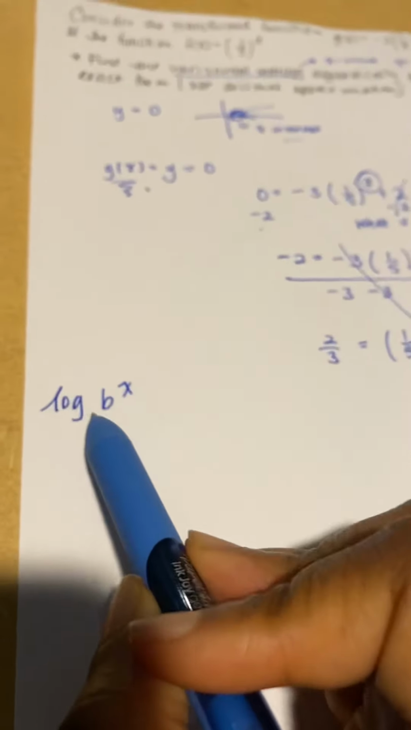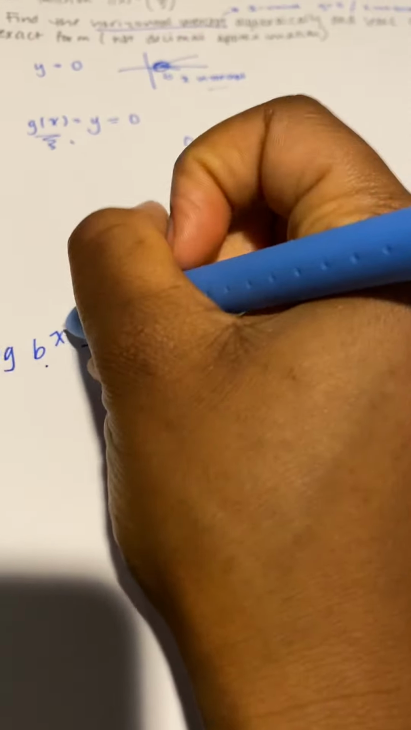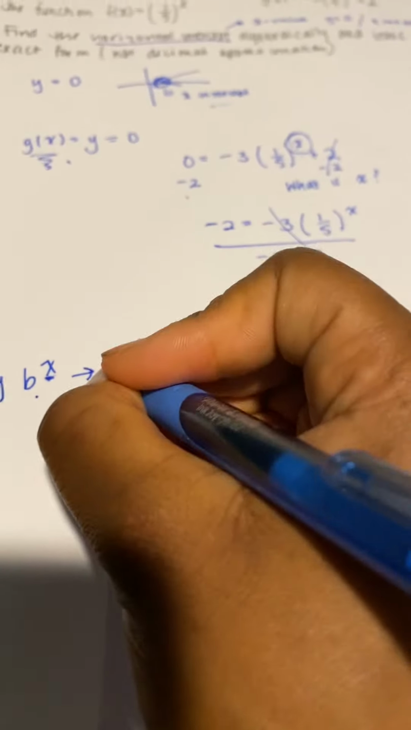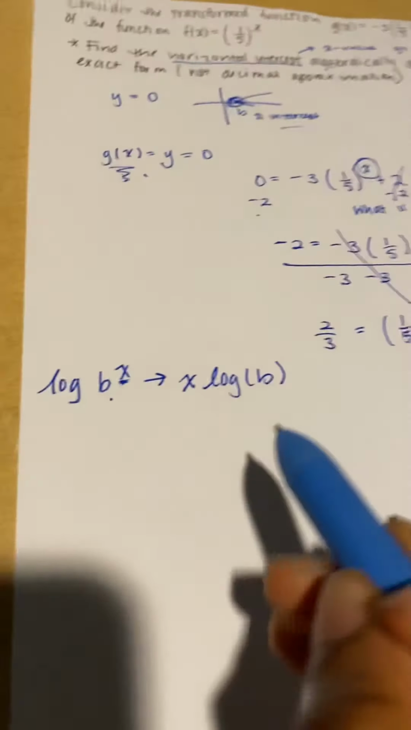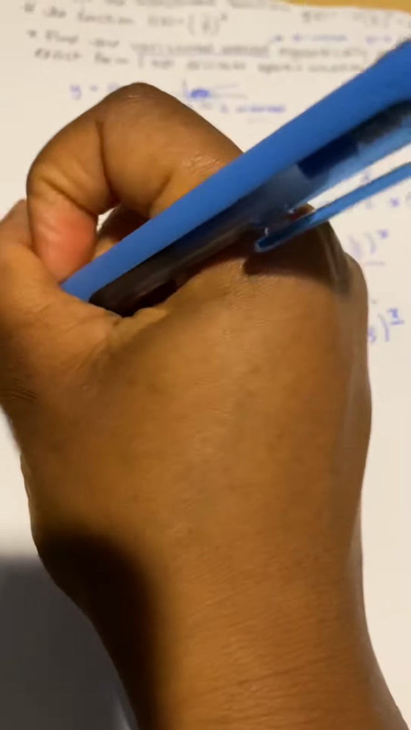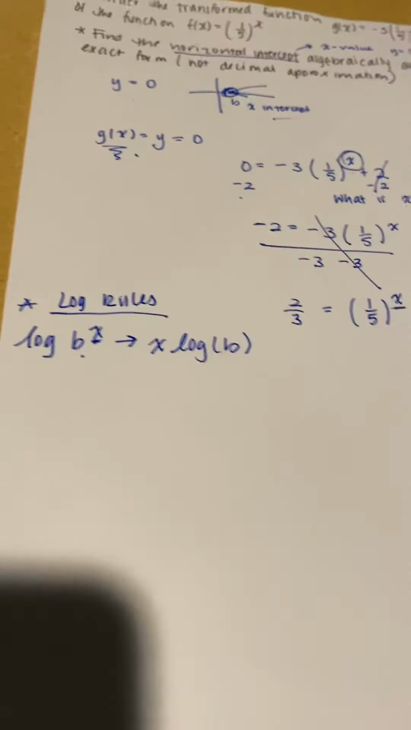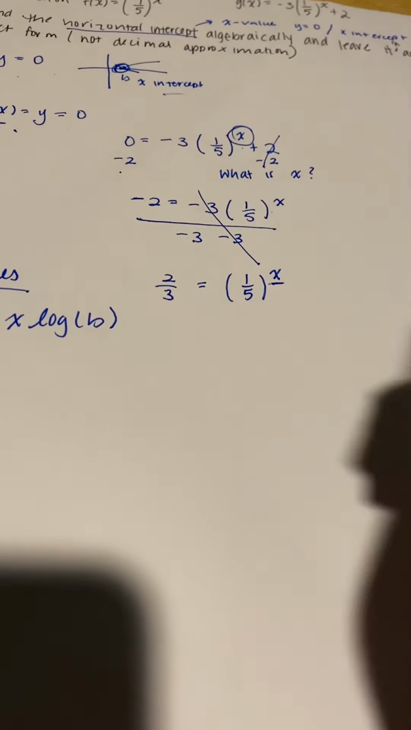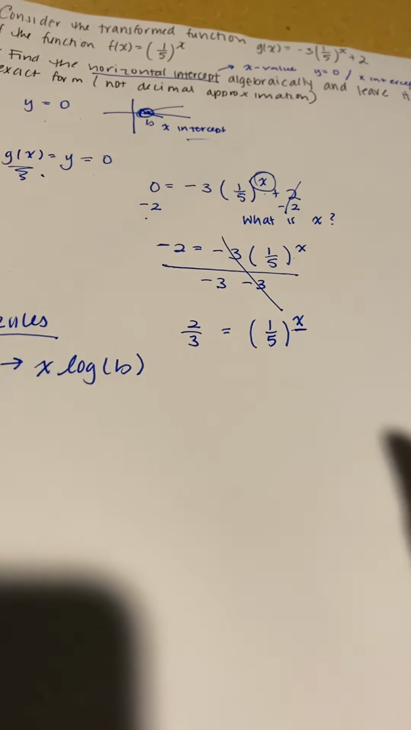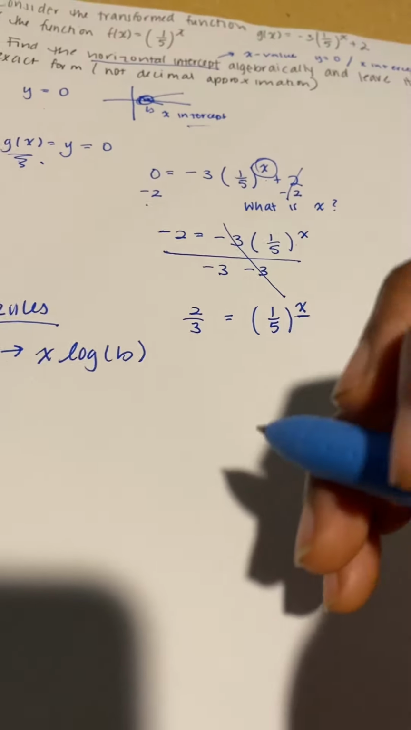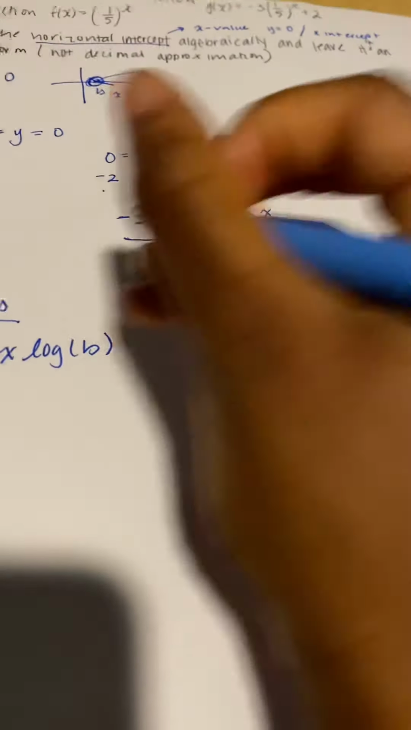When you're taking the log of a number with an exponent, you could actually bring the exponent, which is x in this case, in front of the log. So now it will be x log of b. And this is one of the most important rules, so just make sure to go over your log rules. So now we're going to take the log on both sides. And we do it on both sides because we're trying to keep the equation balanced. Anything that you do on one side, you also have to do on the other side. So let's take the log on both sides.